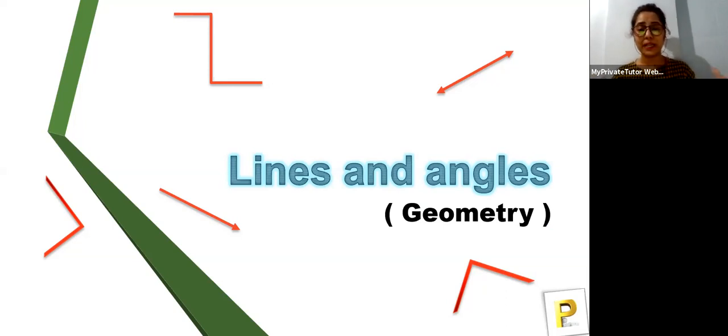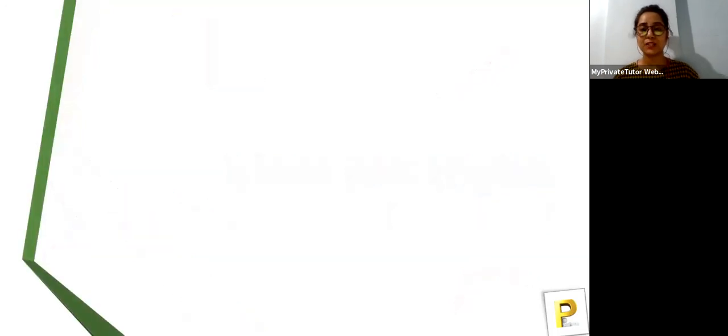So what does geometry mean? You might have studied geography as well. Geo means related to earth, so these are the things which are mostly present around us, and metry means the measurement. So we'll be studying lines and angles in this topic.